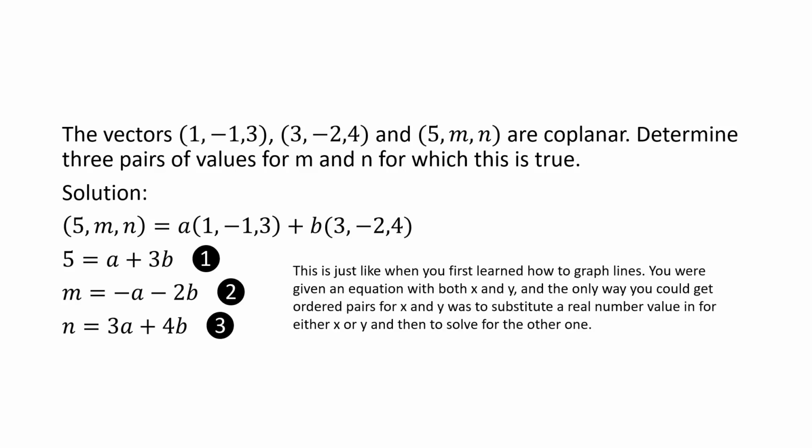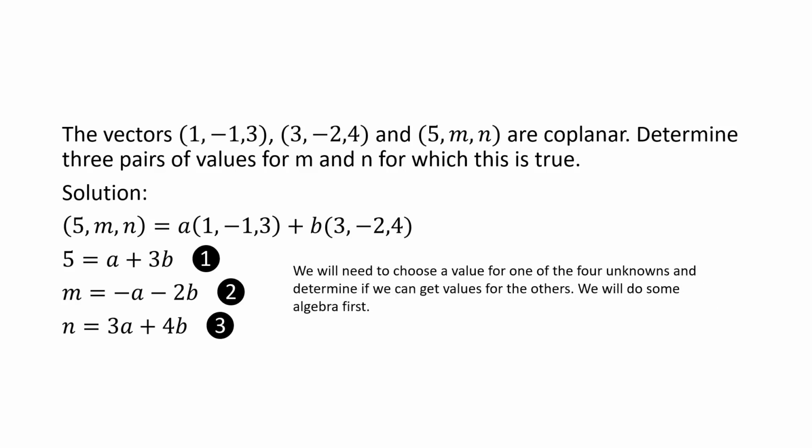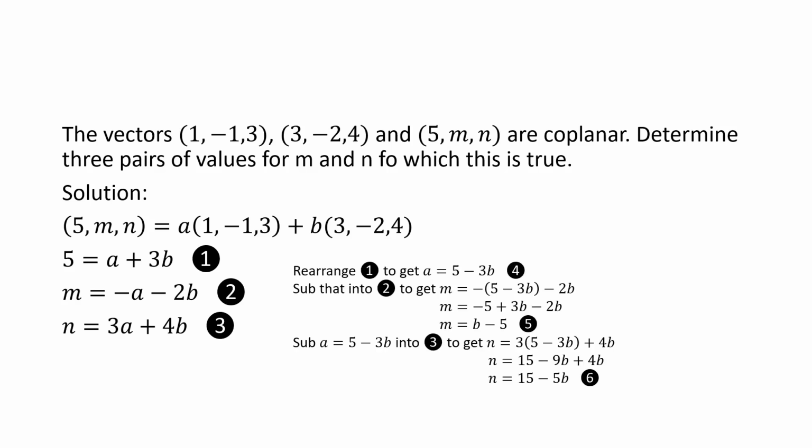And this is like when you just learned how to graph lines. You were given an equation with both x and y, and the only way you could get ordered pairs for x and y was to substitute a real number value in for either x or y and solve for the other one. We typically did this making what are called tables of values. So we're going to have to choose a value for one of the four unknowns and determine if we can get values for the others.